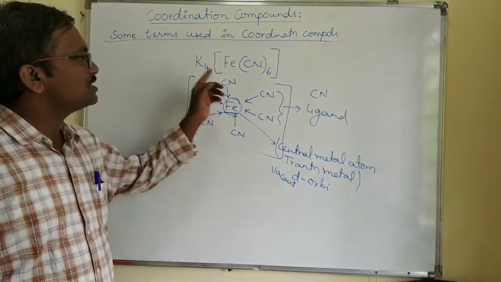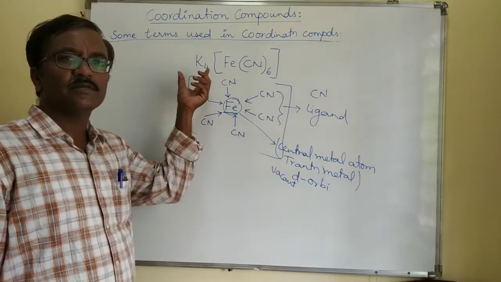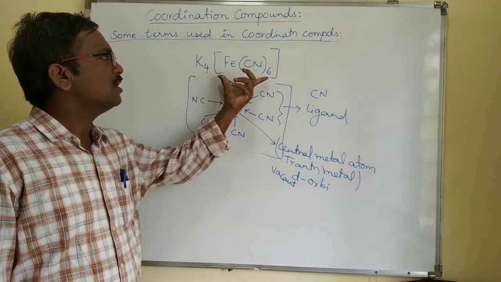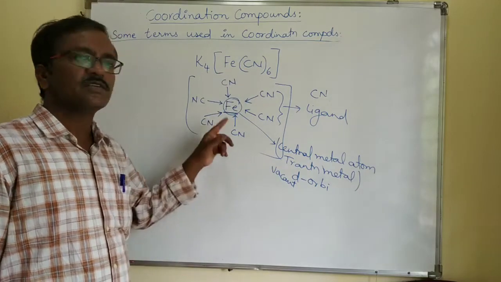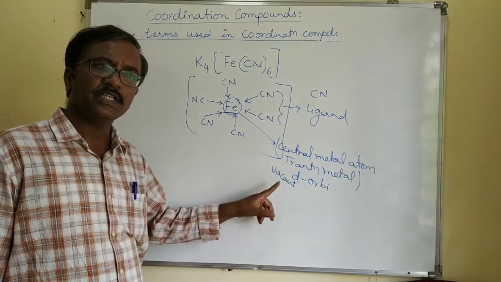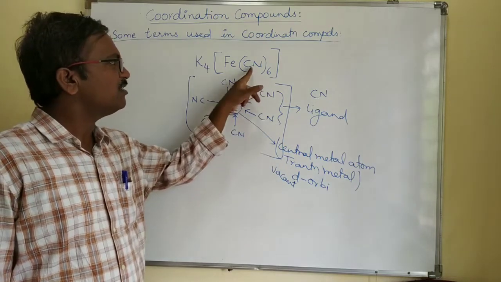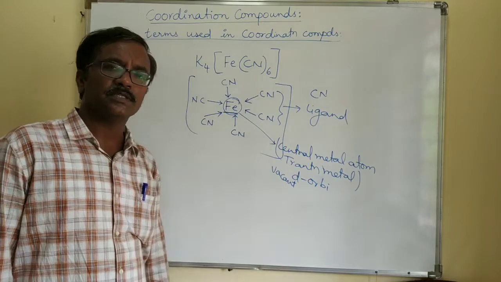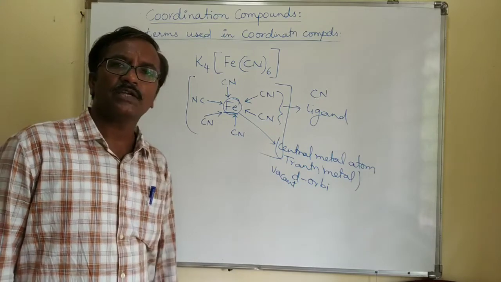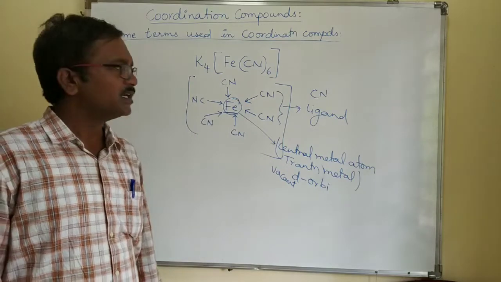Last class we discussed what coordination compounds are, what the ionizable sphere is, and what the coordination sphere is. The central metal atom, generally a transition metal, has vacant d orbitals. The ligands are electron-excessive species. They donate the electron pair to the central metal atom through a coordinate covalent bond. That's why we call it coordination chemistry.